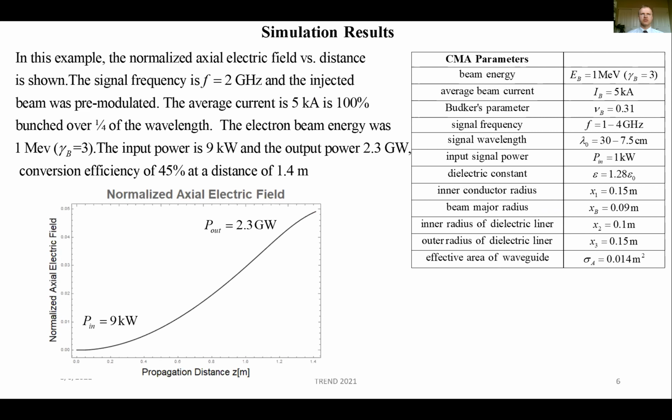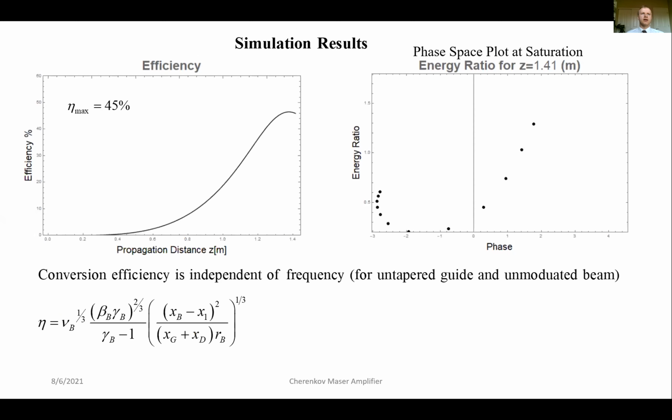The signal frequency was 2 gigahertz and the injected electron beam was pre-modulated. The average current is 5 kiloamps with 100% of the beam bunched over 1/4 of the wavelength. The electron beam energy was 1 mega electron volts with a relativistic mass ratio of 3. The input power is 9 kilowatts and the output power is 2.3 gigawatts with a conversion efficiency of 45% occurring at a distance of 1.4 meters. The efficiency as a function of propagation distance is depicted on the left, and the energy ratio of the electron beam subsegments as a function of phase at saturation is depicted on the right.